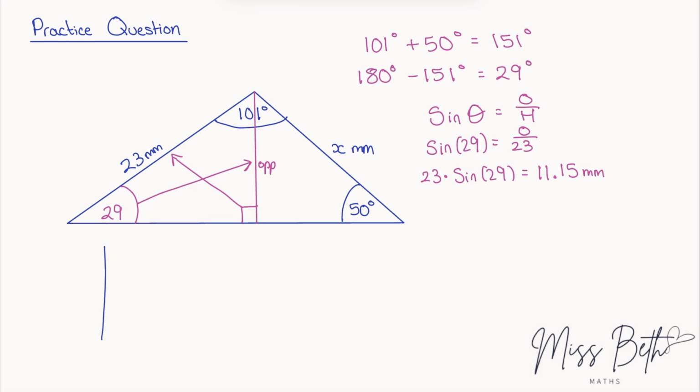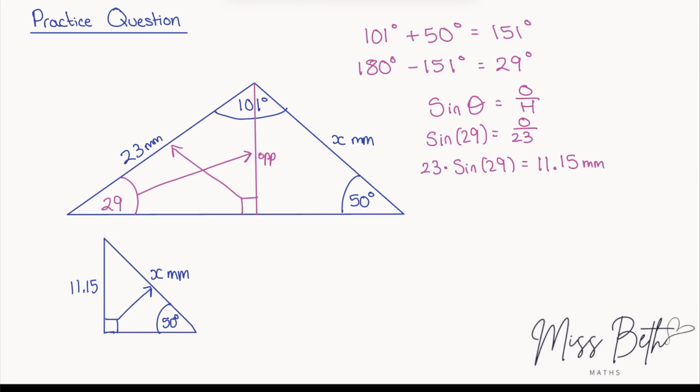Okay, so now moving on to that right hand side of the triangle. So let me just redraw that with what I know. Okay, so we've got our right angle here. We know that this is 11.15. I'm trying to find my hypotenuse, which here is x millimeters. And I know that this angle here is 50 degrees, okay? So I've got my opposite, and I'm trying to find the hypotenuse, so it's going to be sine again. So sine theta is equal to opposite over hypotenuse.